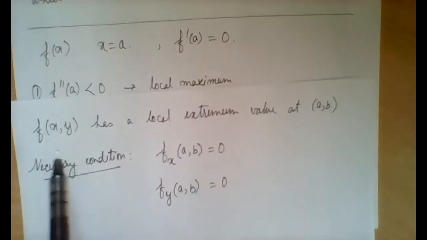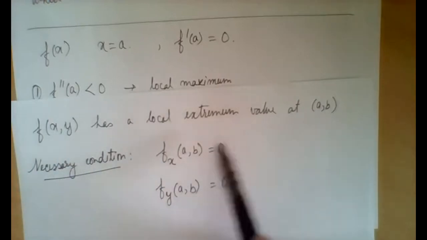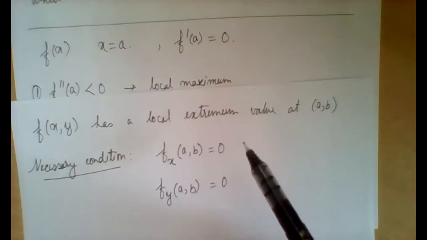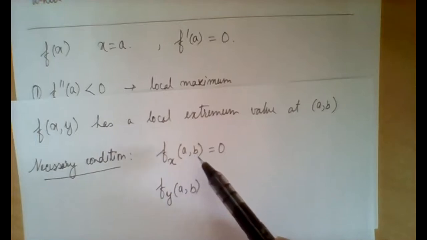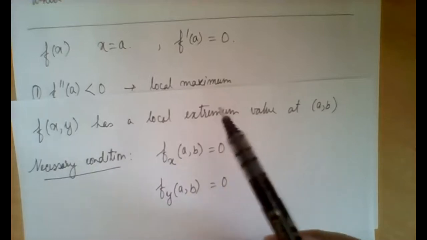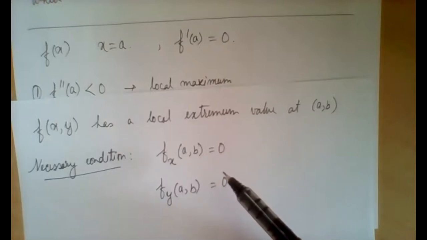I'll repeat it. f of x and y is a function of two variables. For this function to have a local extremum value at the point a b, the necessary conditions are that the partial derivative with respect to x at the point a b should be 0, and the partial derivative with respect to y at the point a b should be 0.